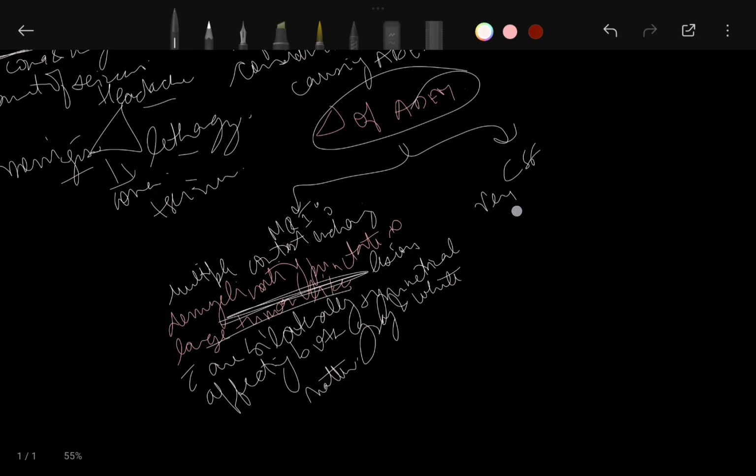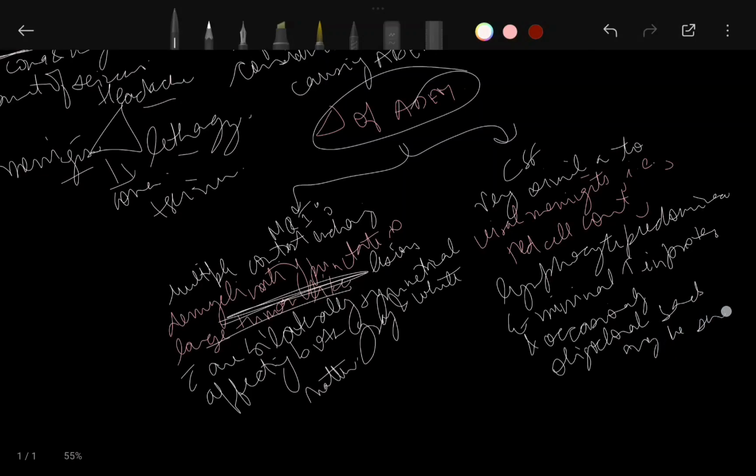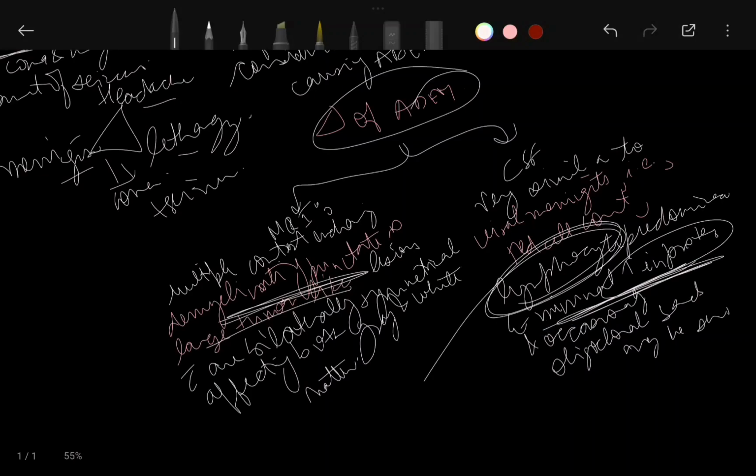In CSF, it is very similar to viral meningitis. There is an increased cell count with lymphocyte predominance, and a minimal increase in proteins, and occasionally oligoclonal bands may be seen. So there will be some increase in proteins, but it is minimal. This is the diagnosis of ADEM.